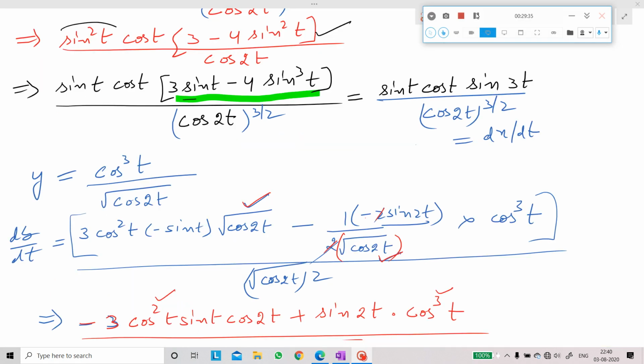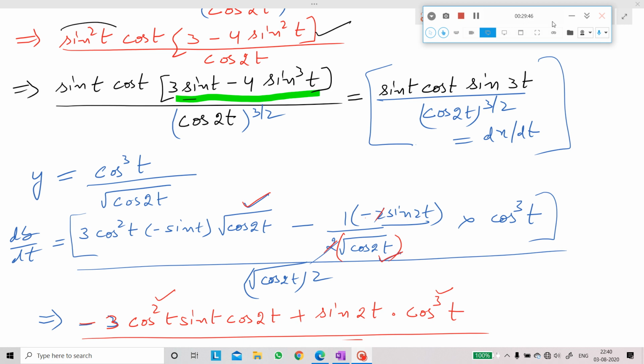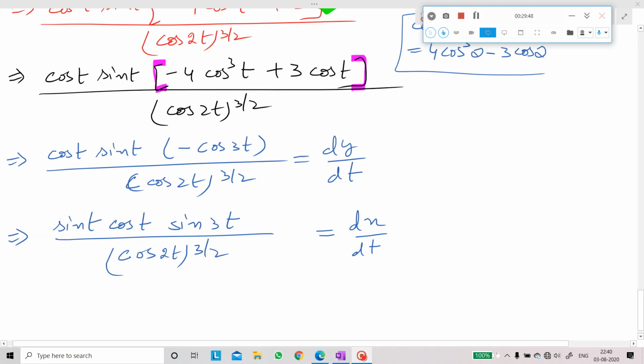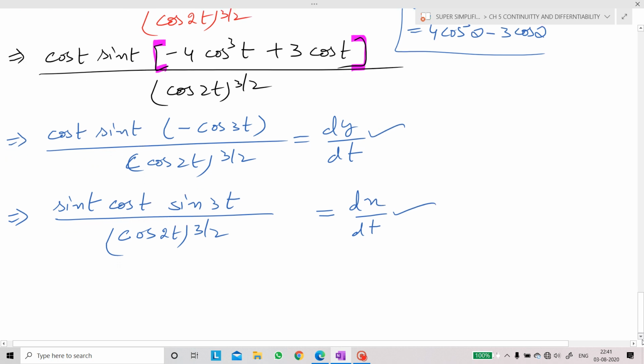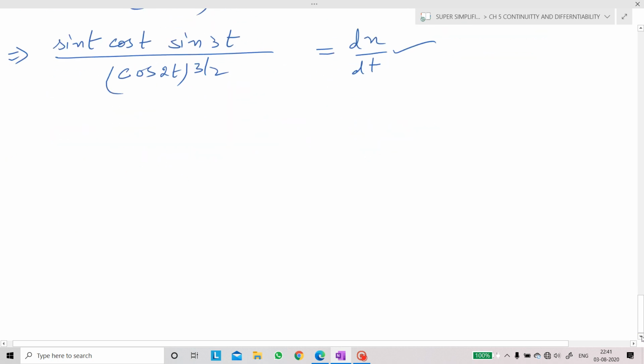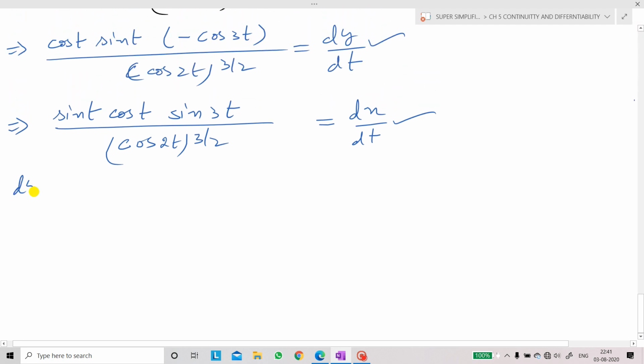Now I can show you that this was the expression for dx by dt, and right now we have found the expression for dy by dt. Now let us divide both. You can see here that this is the expression for dy by dt and this is the expression for dx by dt. So if you have to find out dy by dx, we divide both the expressions. This is the mandatory step. dy by dx is equal to dy by dt divided by dx by dt.